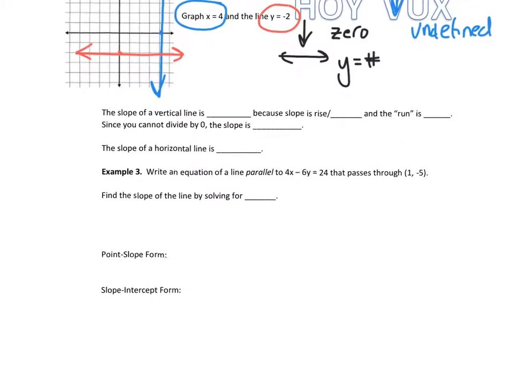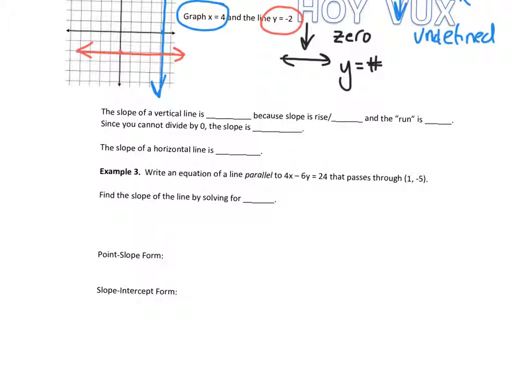The slope of a vertical line is undefined, because slope is rise over run, and the run is 0. Since you cannot divide by 0, the slope is undefined. So whenever you're calculating slope and you have something like 5 over 0, if 0 is under, it's undefined. The slope of a horizontal line is 0.